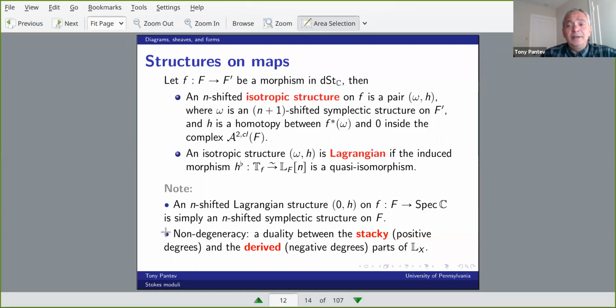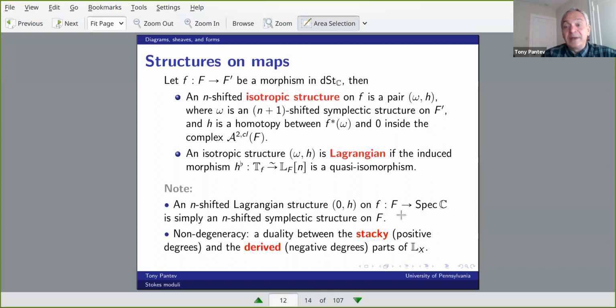And there is a little bit of a chicken and egg situation here, because you can actually set up the whole theory with Lagrangian structures, or you can set up the whole theory with symplectic structures. And one of them is reconstructed from the other. So for instance, if you take a stack and you look at the structure map to the point, it has only one symplectic structure, the symplectic structure 0, which you can put in any homological degree.